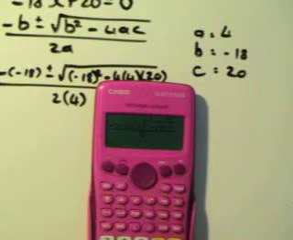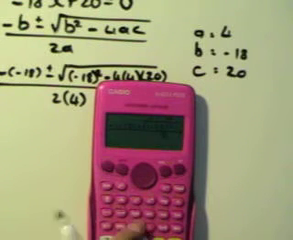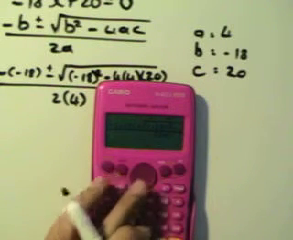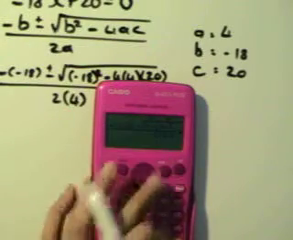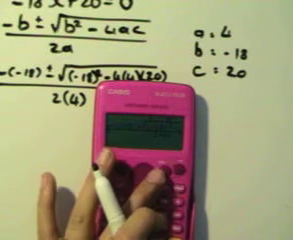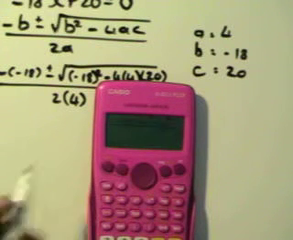Minus 18 squared, minus 4, and c is 20 over 2 times 4, like that. So I feed exactly what stands here into the calculator like that. And then I just move my cursor to the end, although I don't think that's really going to make a difference. And I press equal.